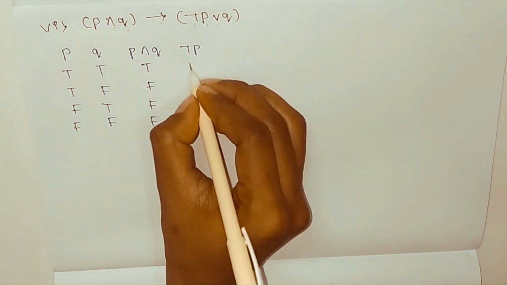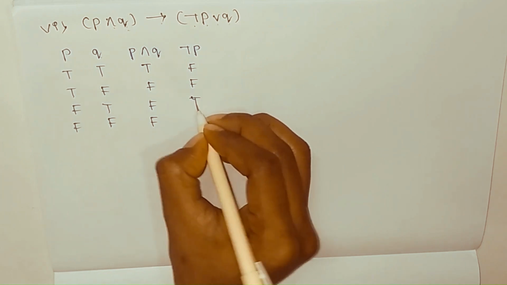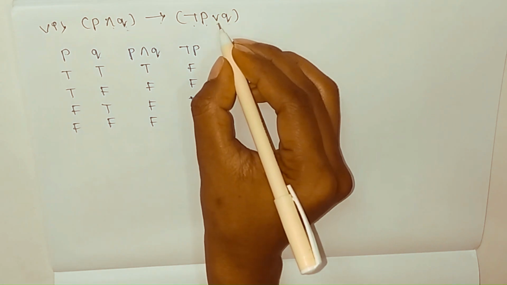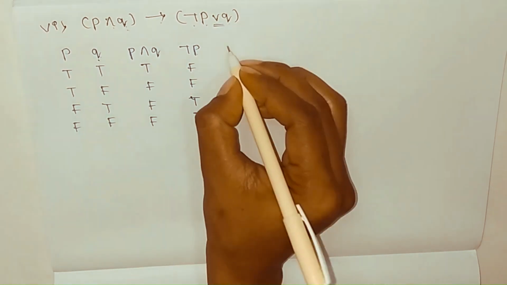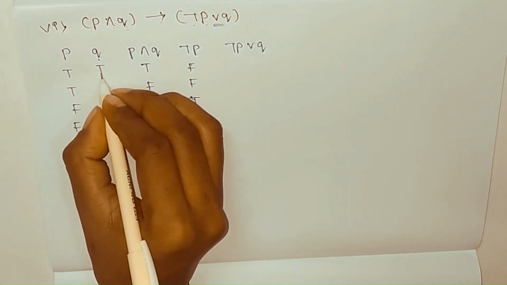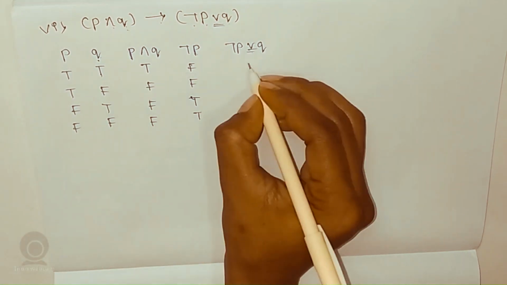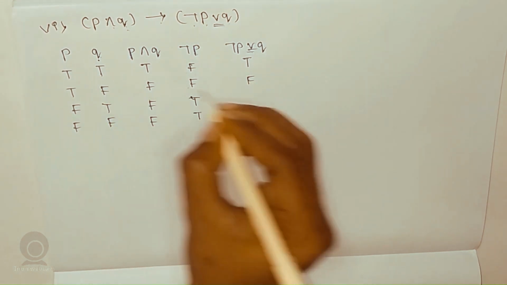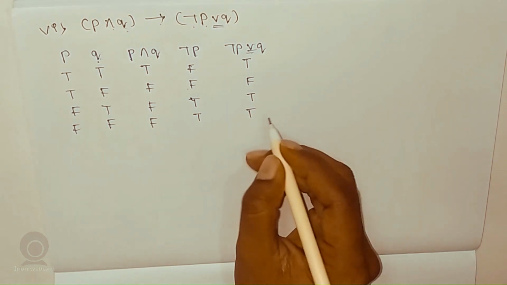And here we are applying negation to P. Negation of P: if P is true, then negation P is false. If false, then it returns true. And we are applying the OR operation to negation P or Q. OR operation is nothing but if anyone is true, then it returns true. Otherwise, it returns false. If both are false, then it returns false. If anyone is true, it returns true.